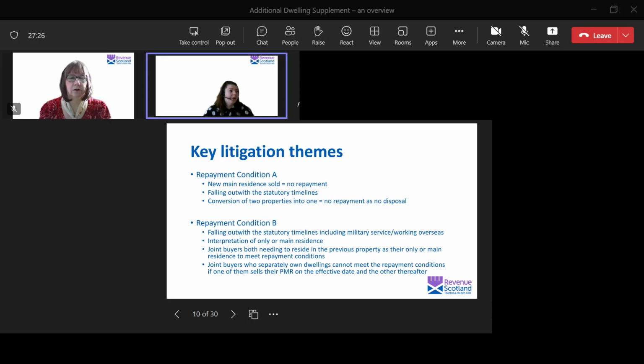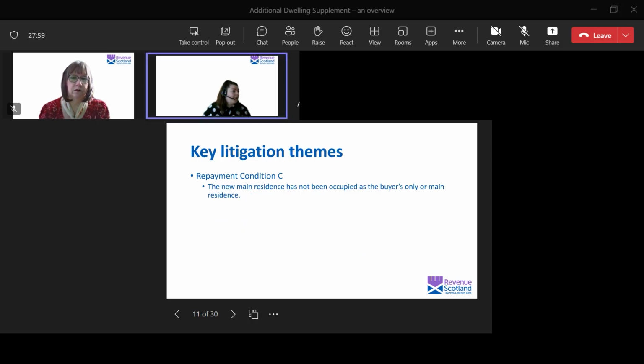And we also have further issues that present themselves in the context of joint buyers, which I will come on to. So that might be where both joint buyers need to have resided in the previous property as their only or main residence, and only one of them can do that. And there's also the situation where you have joint buyers who each own a dwelling and only one of them sells before the effective date and the other one thereafter. And in that case, again, you're in a position where it's very difficult to meet the repayment conditions.